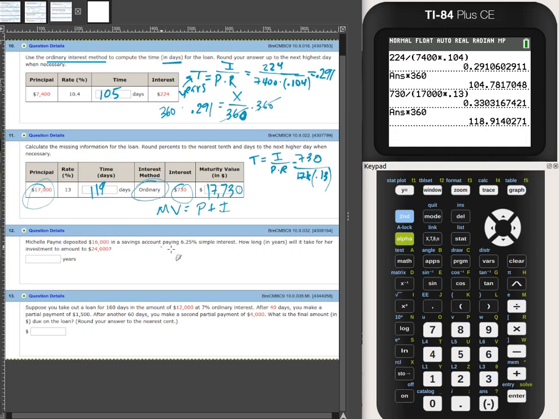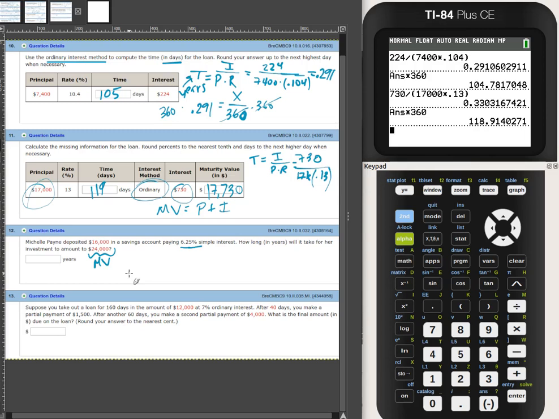Now, moving on to number 12, it says that Michelle Payne deposited $16,000 into a savings account paying 6.25% simple interest. She wants to know how many years it will take for her investment to amount to $24,000. Since this is the whole investment, it includes her principal. As soon as it gets up to $24,000, or in other words, once it has gained $8,000 in interest, it will be worth $24,000. So the $24,000 is the maturity value, because the principal and the interest together make that up.